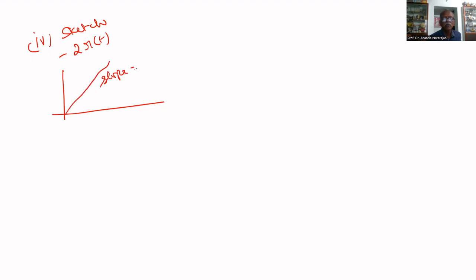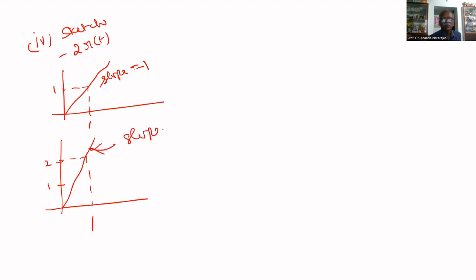Then the fourth sum. Sketch minus 2r of t. What is that? R of t is unit slope, slope equal to 1. It means here 1, here also 1. That is slope 1. 2r means slope is 2. If we draw 1 here, then the slope is 2.